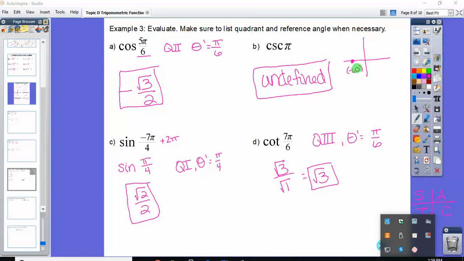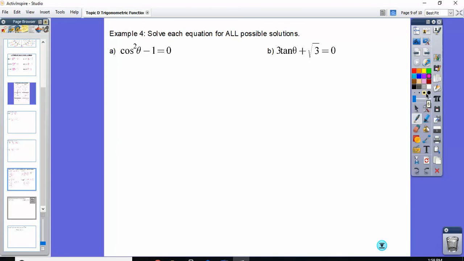I have a couple examples left. I am going to go ahead and finish this today. Next piece I want to do is solving some equations.